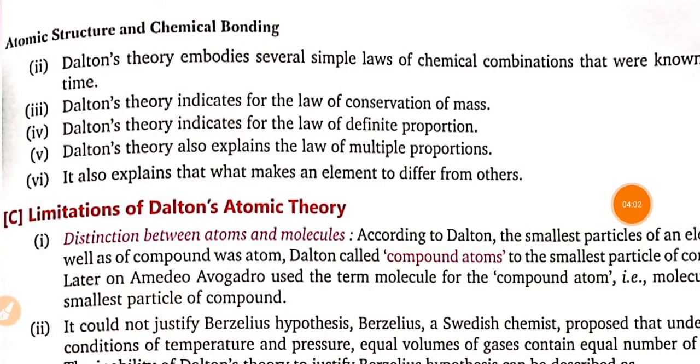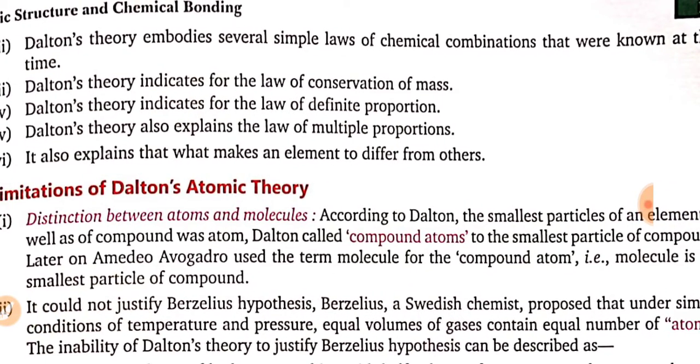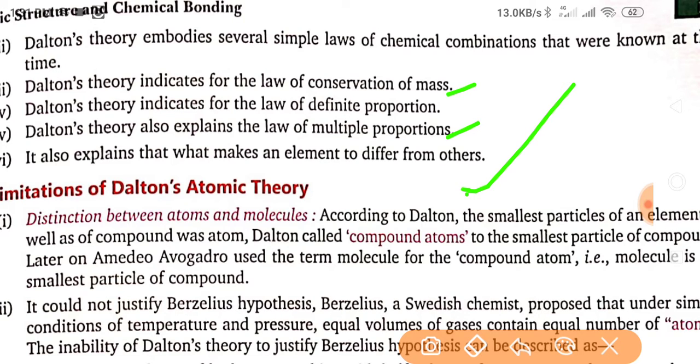Dalton's theory embodies several simple laws of chemical combination that were known at that time. Dalton's theory accounts for the law of conservation of mass. Okay, it can be asked in the exam also. Dalton's theory accounts for the law of definite proportions. Dalton's theory also explains the law of multiple proportions. It also explains what makes one element differ from others. Okay, how one element differs from another element, we can conclude from that theory.